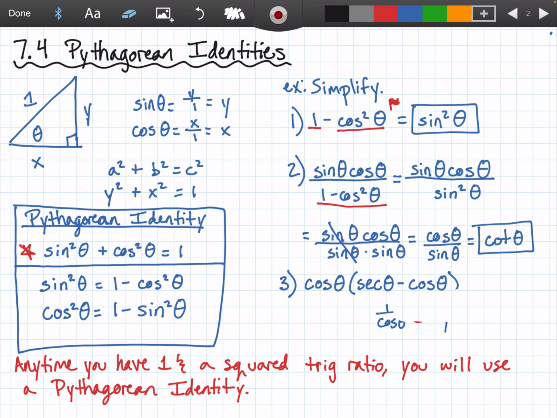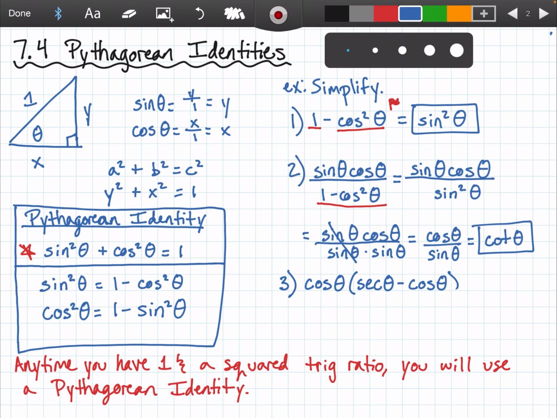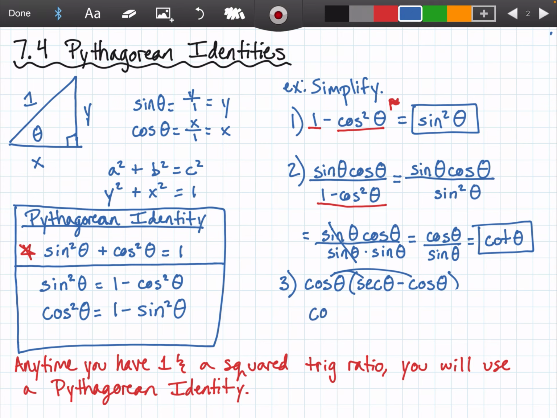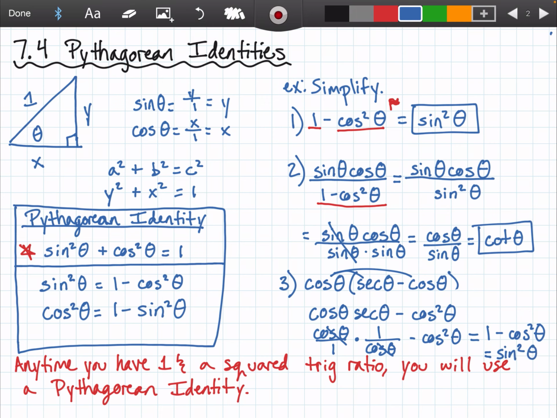If you try something and you don't get anywhere, go back and try something else. So I tried simplifying just the parentheses. That doesn't work. And so now I'm going to go through and distribute. So I get cosine theta secant theta minus cosine squared theta. Well, cosine theta over 1 times 1 over cosine theta, those cancel. So I get 1 minus cosine squared theta. And I can look at my list. That's sine squared theta. Cool.